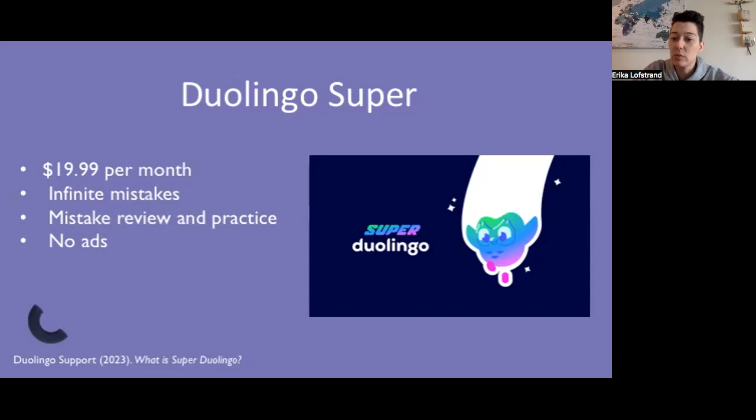I find that this hurts motivation and takes away the freedom to explore and make mistakes. And as we know, mistakes are fundamental to the learning process. So in Duolingo Super, they've addressed that. You're able to make unlimited mistakes, and you're also able to review the mistakes you've made at the end of the lesson and try them again. Duolingo Super also has no ads, which is a big plus.